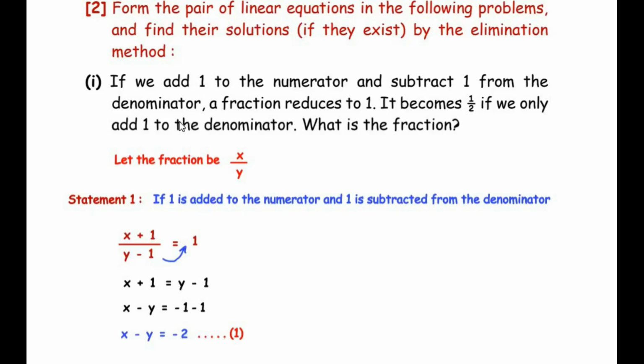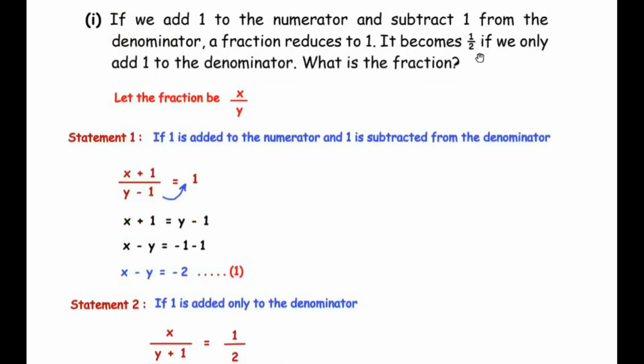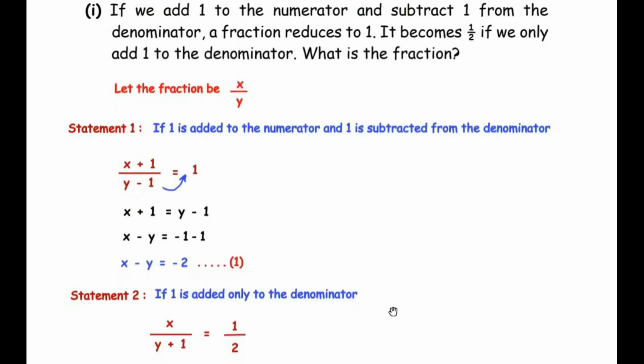Now let us focus on the second statement, which is the fraction becomes 1 over 2 if we only add 1 to the denominator, which means we are going to keep the numerator same. So here we can see we have kept the numerator same and we are going to add 1 to the denominator. So the denominator becomes y plus 1. Now when we do this, the fraction becomes 1 over 2. So we have written here equal to 1 over 2.